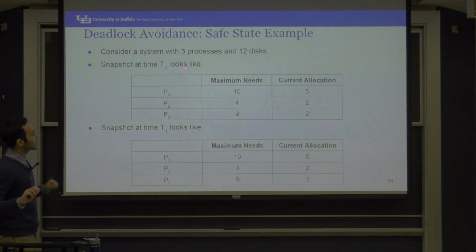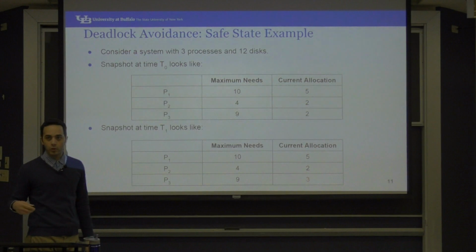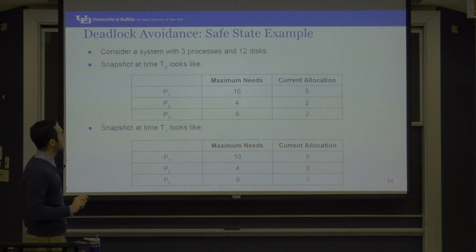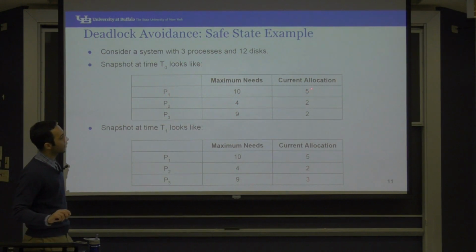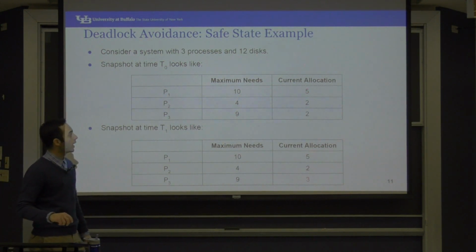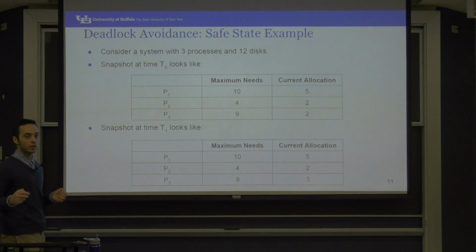A system that has 3 processes, and we have 12 disks, so just 1 resource type and 12 instances. P1, P2, and P3 currently are holding 5, 2, and 2, and their maximum need is 10, 4, and 9. Are we in a safe state or not? Let's see.